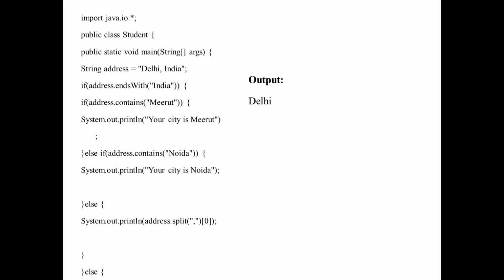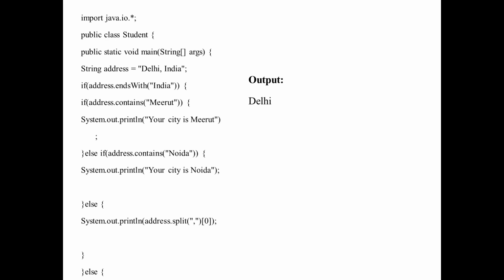Okay, it ends with India, yes, Delhi, comma India. But does it contain Meerut? Here it is not Meerut. The value given is Delhi and India. So System.out.println, "your city is Meerut". This Meerut condition itself fails. The semicolon will be coming here, and this condition itself fails.